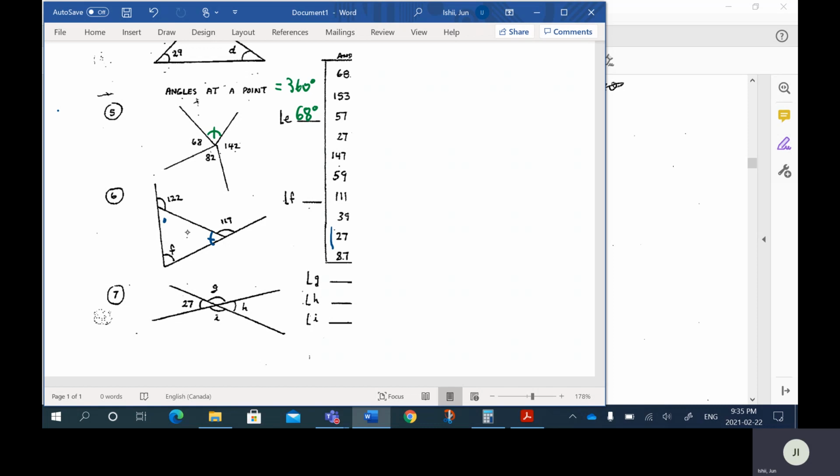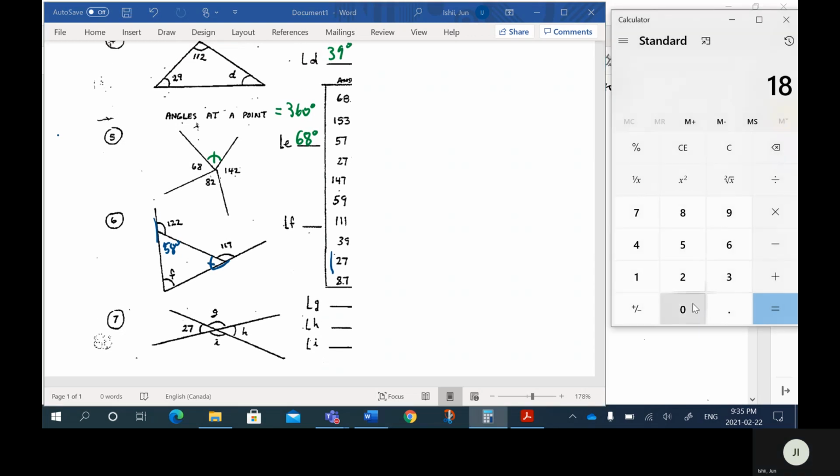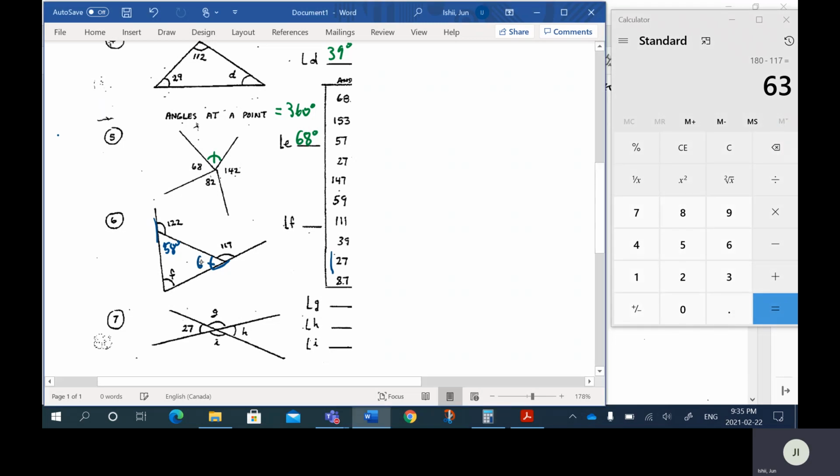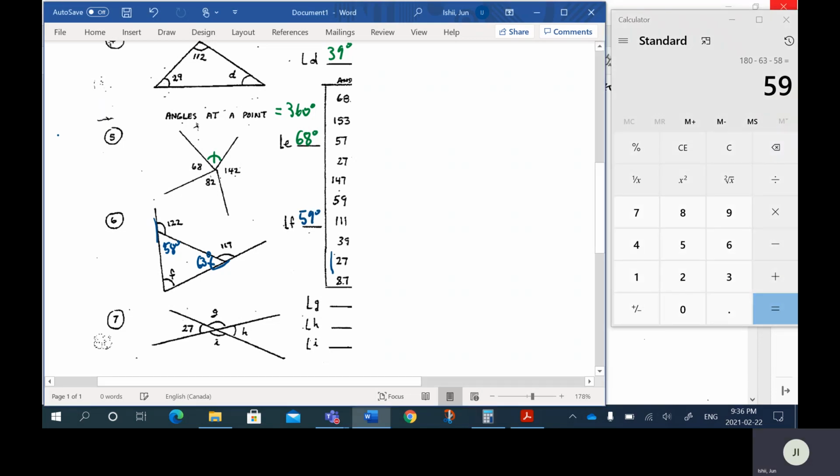So these 2 angles here, we can see that these are both lines. So I'm going to apply that rule. I'm going to take 180 minus 122. So this angle here is 58 degrees. And if I take 180 and subtract 117, this angle over here is 63 degrees. So therefore angle F, I'm just going to take 180, subtract 63, and subtract 58, and I'm left with 59 degrees. So this angle F here would be 59 degrees.